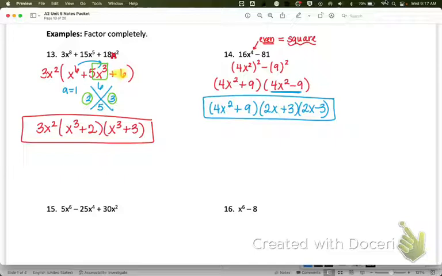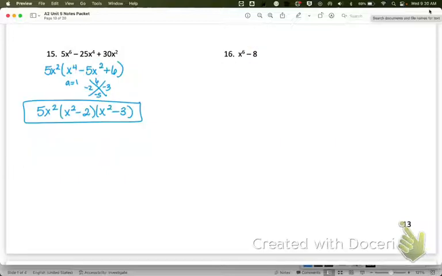Pause your video and try number 15. We'll come back and do 16 together. Okay, so we have a GCF of 5x squared, and then we are left with something quadratic in form in the middle. It ends in a constant. Middle is half the first. And it's also an a equals 1. Notice that your factors after that start with the middle term, so they both start with x squared. Now, those are both differences, but they're not perfect squares, 2 and 3. So that means that we are done.